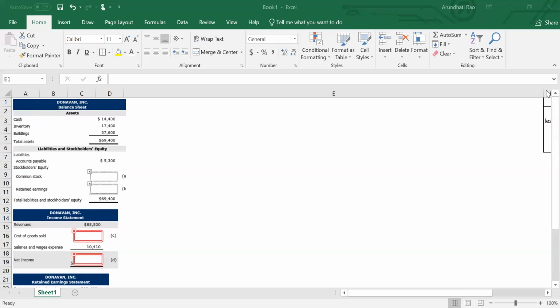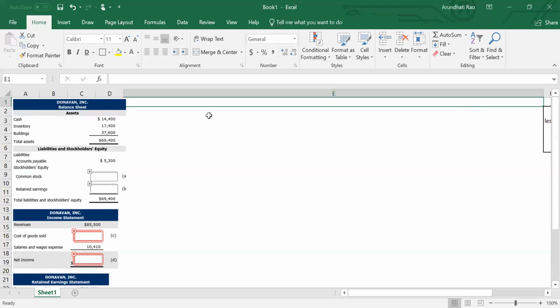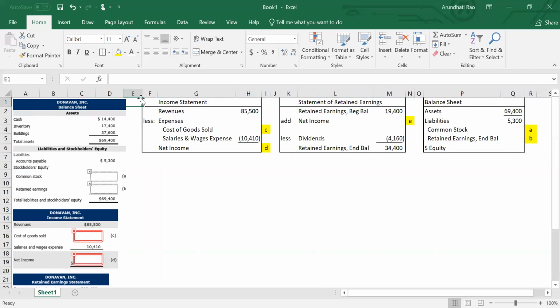So what we will do over here is we will rewrite the three statements and arrange them in a slightly different fashion. So let me bring this into view. I have this laid out in a different order. First the income statement, then the statement of retained earnings, and then the balance sheet. And I've identified the 5 missing numbers over here. So in the income statement, I have revenues less expenses. That gives me net income.